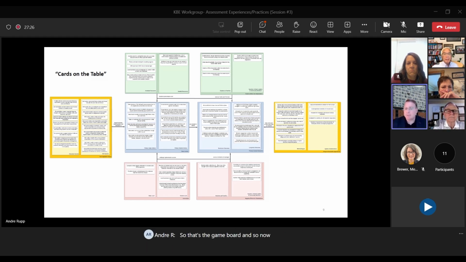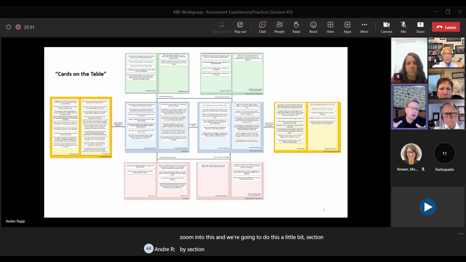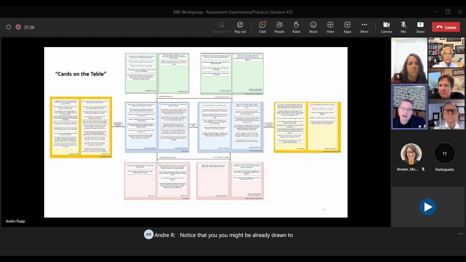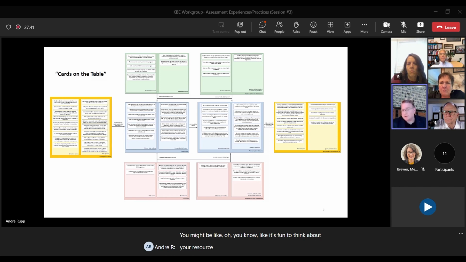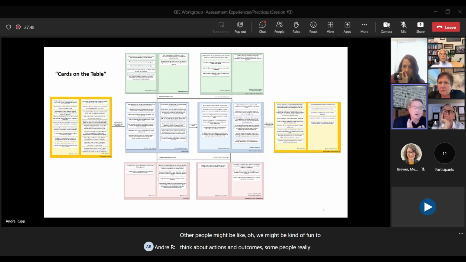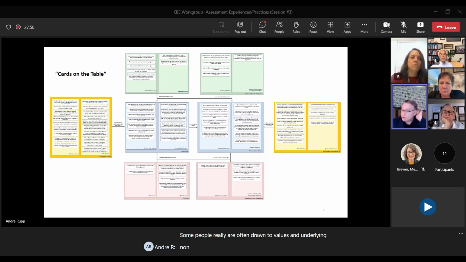And so now I'm going to actually zoom into this, and we're going to do this a little bit section by section. I think you'll also probably notice that you might be already drawn to a particular kind of aspect. You might be like, ooh, it's fun to think about resources and constraints. Other people might be like, oh, it might be kind of fun to think about actions and outcomes. Some people really are often drawn to values and underlying non-negotiables. So that's just a recognition that when you set this up in processes, different people have different entry points. But at the end, we're all trying to do some kind of systems thinking.